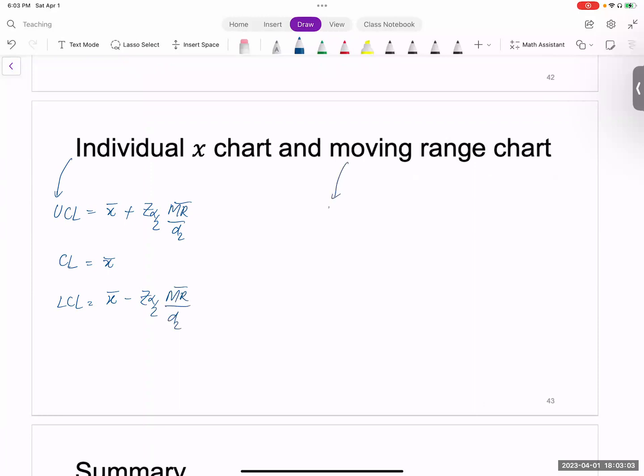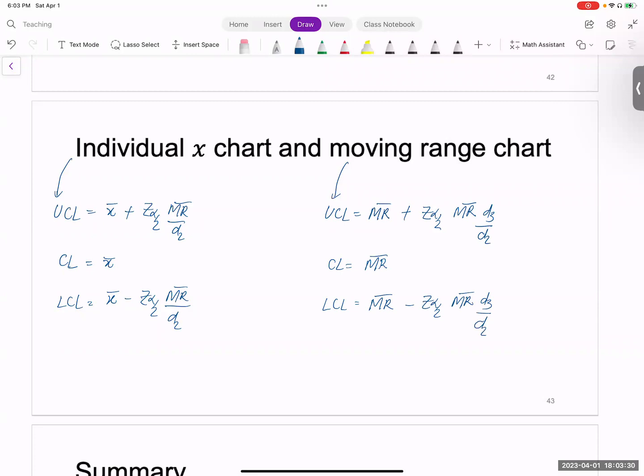Your moving range chart, your UCL is equal to MR bar plus z alpha over 2 times MR bar times D3 divided by D2. Center line is MR bar, and then LCL is equal to MR bar minus z alpha over 2 times MR bar times D3 divided by D2.